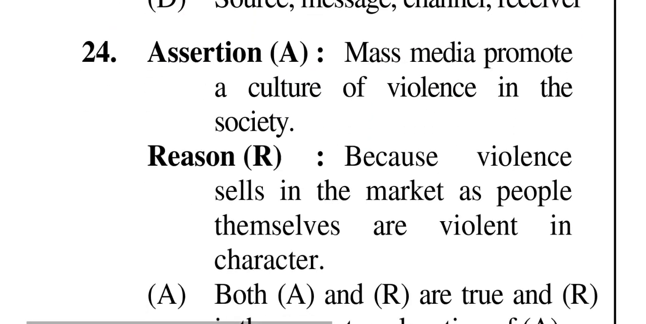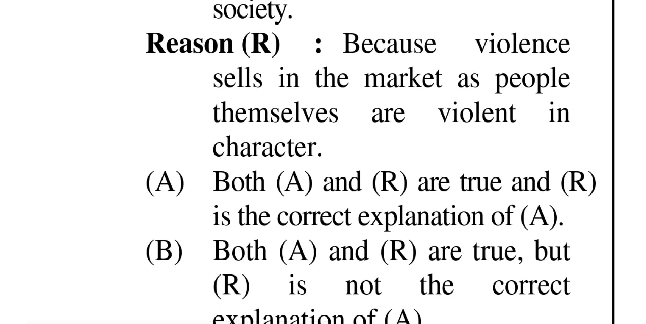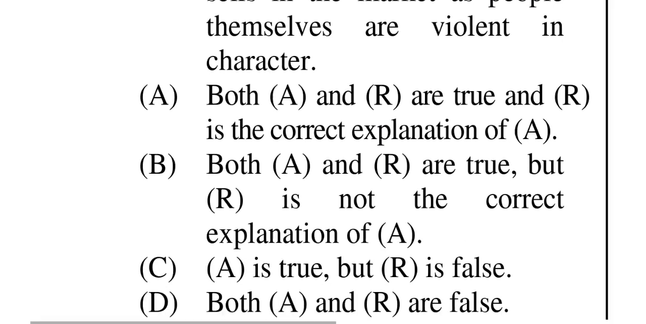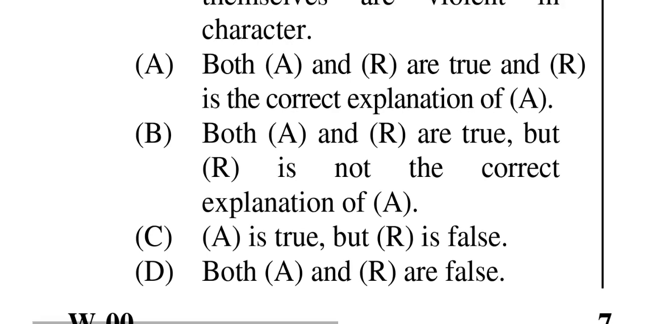The next question, assertion A is given. It says mass media promote a culture of violence in the society. Reason is saying because violence sells in the market as people themselves are violent in character. So both A and R are true and R is the correct explanation of A. Both A and R are true, but R is not the correct explanation of A. A is true but R is false. Both A and R are false. What do you say?